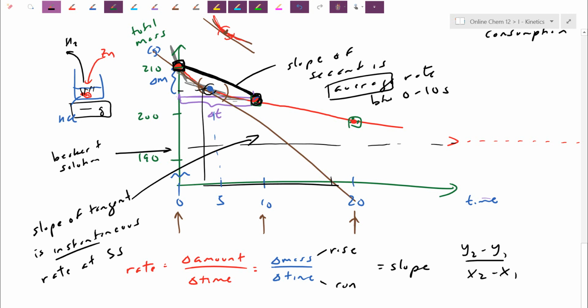Depending on how you eyeball your tangent, you might get a slightly different slope than the person next to you. That's totally fine. But you see that the instantaneous slope here is different from the average slope. The average is a lot more shallow, whereas the instantaneous at 5 seconds was quite a bit faster. Then it levels off to even slower than the average rate. That's the difference between average and instantaneous. For average, you connect the dots for the secant. For instantaneous, you have to draw the tangent.